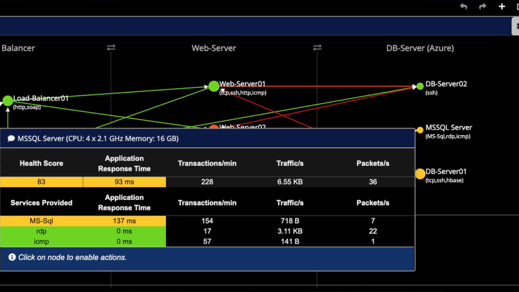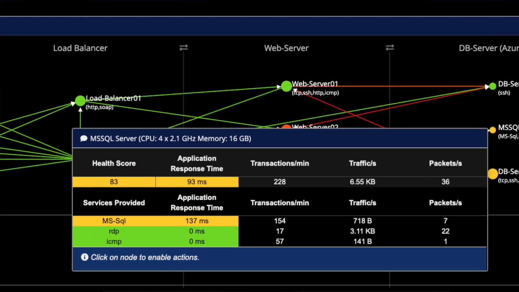Hello, everyone. I'm here today to talk to you about the role application dependency mapping plays when you're consolidating data centers. Before we talk about the consolidation of the data center, let's talk about what application dependency mapping is in brief terms.